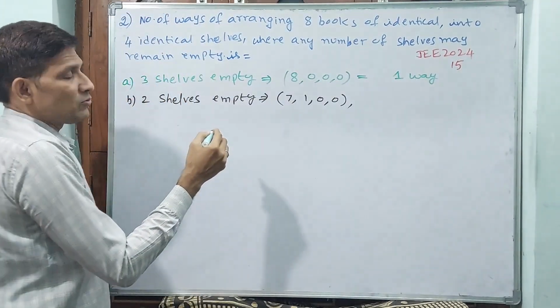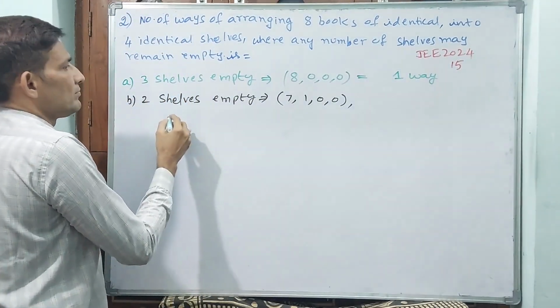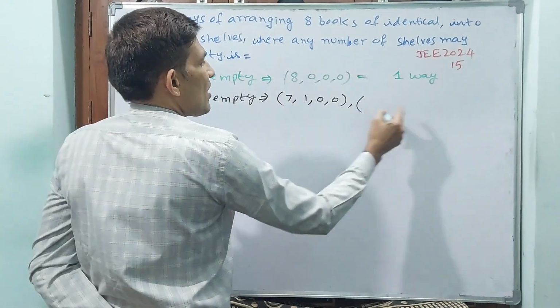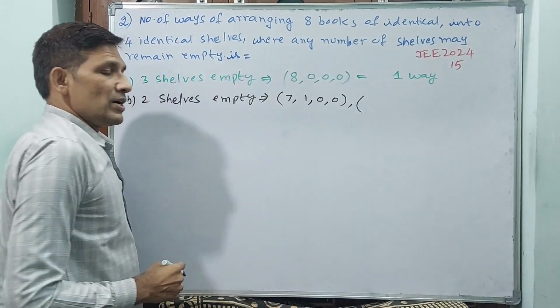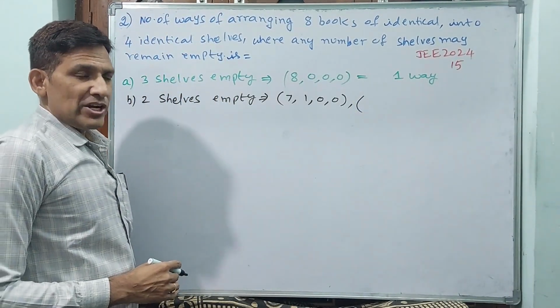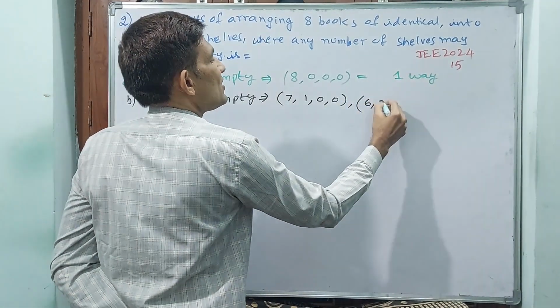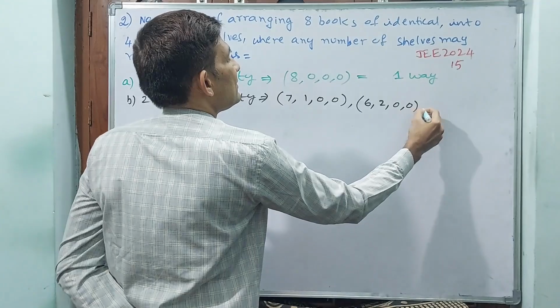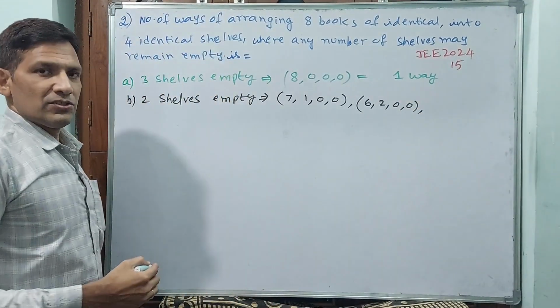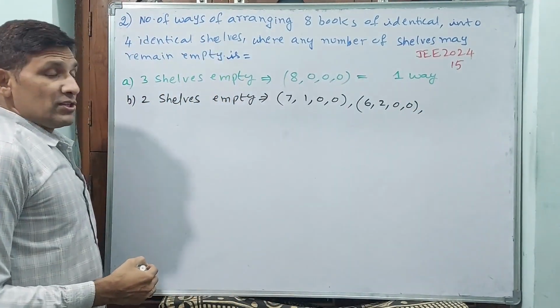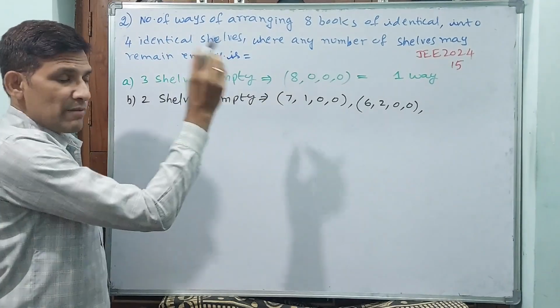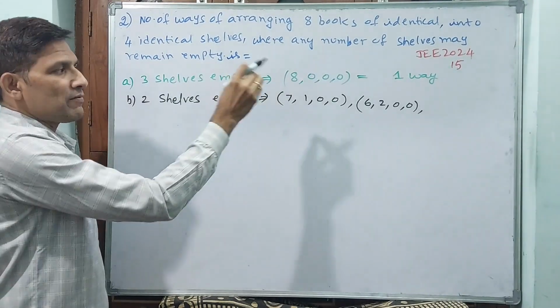Another way also I am writing. You see, another way. I will write here. Now see, rather than 7 1, shall I make 6 2? Yes. Then make 6 2 also you can make. Okay. 6 2. Anywhere you can make, but one shelf 2, one shelf 6.